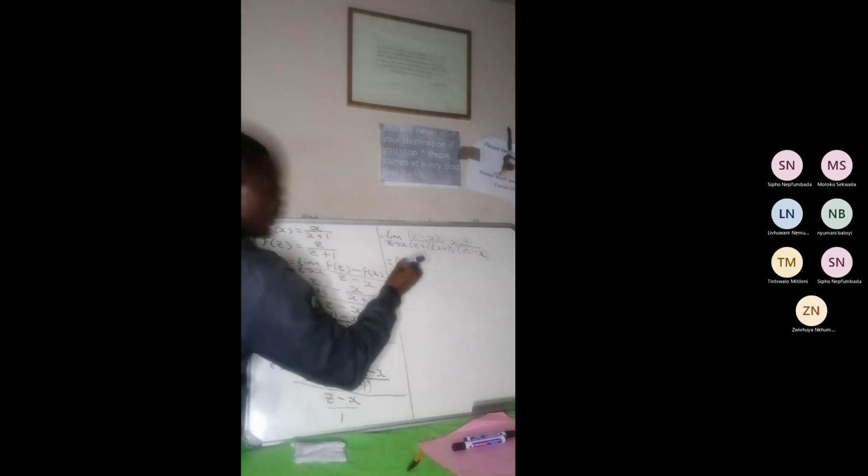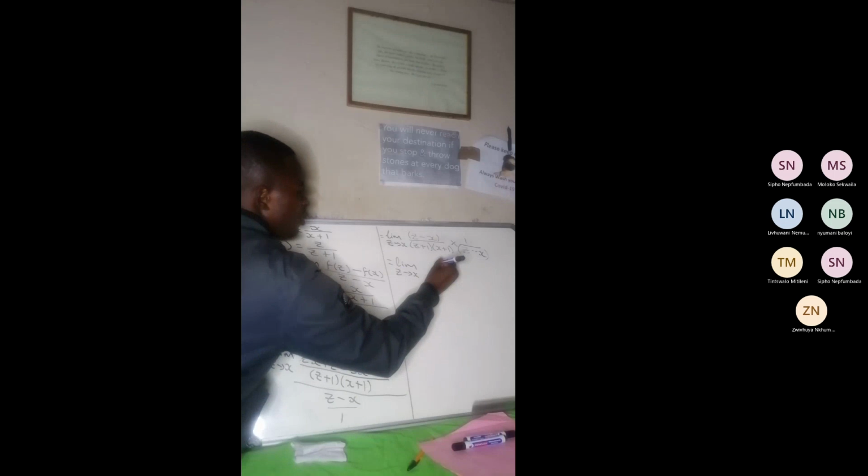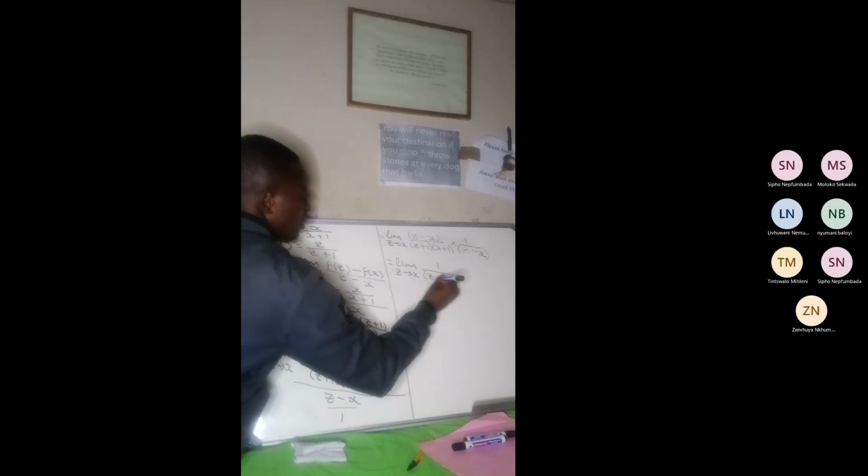We're left with the limit of z approaching x of 1 over z plus 1 times x plus 1.